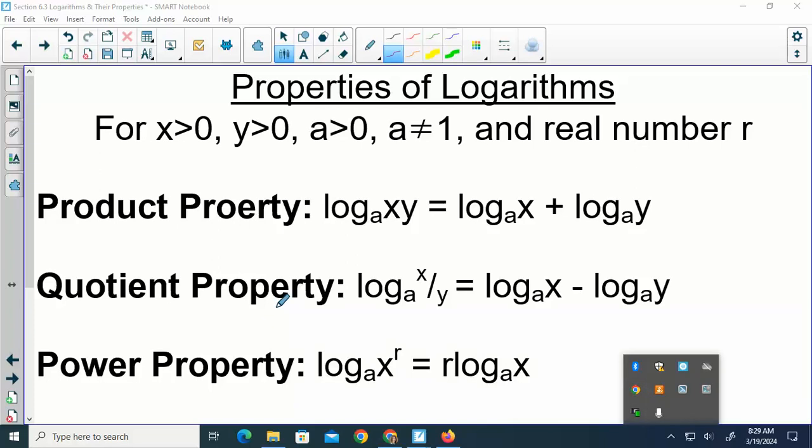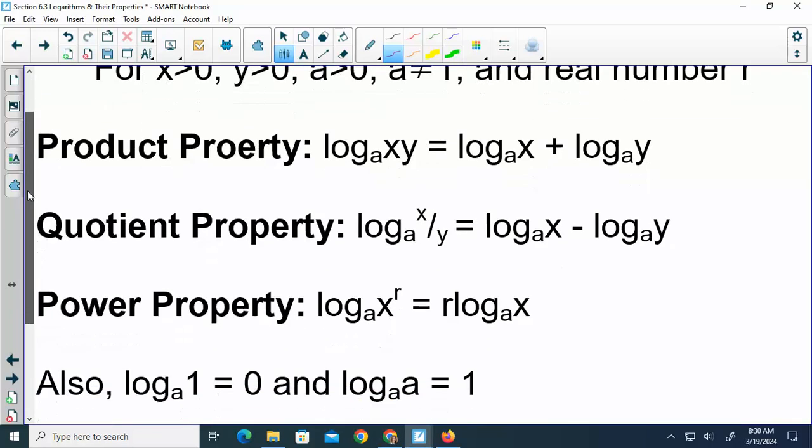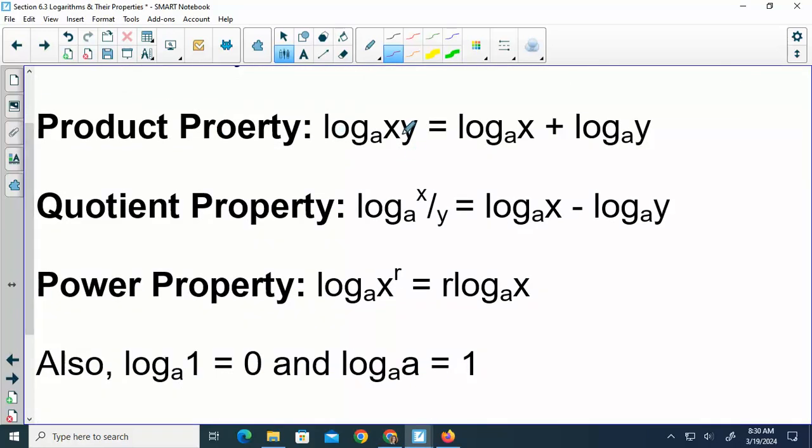So all these stipulations, I have the domain: x, y, and a all have to be greater than 0 because those are used as bases or arguments. A can't be 1, but r could be anything. So the product property says if you have a log of two things being multiplied, then it's the same as adding their individual logs together.